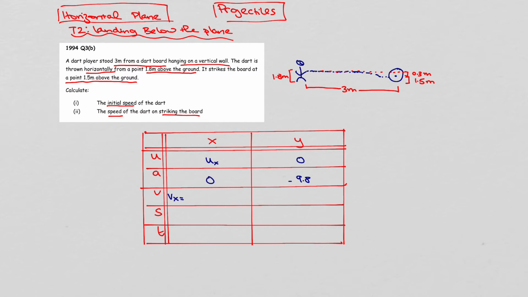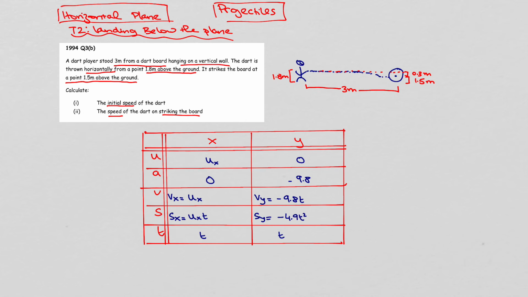V is equal to U plus AT, so therefore that's just going to be U of X. And in the Y direction, U plus AT is going to be minus 9.8t. S in the X direction is UT plus a half AT squared, and in the Y direction, UT plus a half AT squared is going to become minus 4.9t squared. So to find our initial speed, we need to look at the information provided to us. We know that the range is 3 metres, so the man is standing 3 metres from the board.